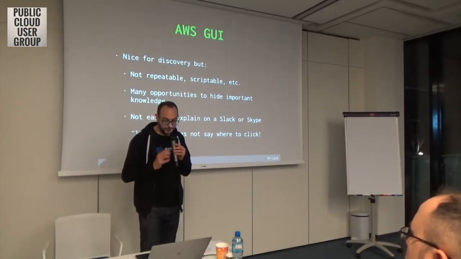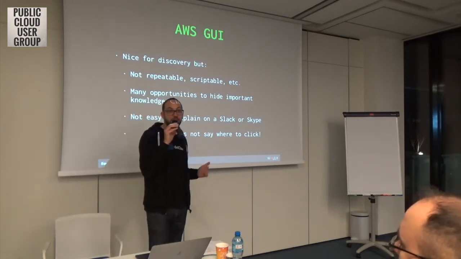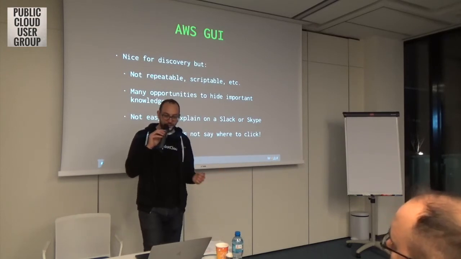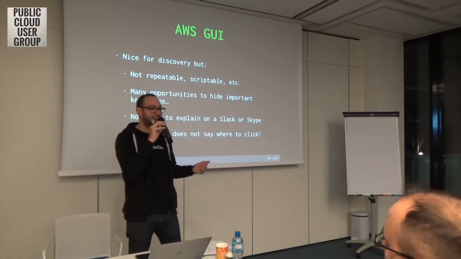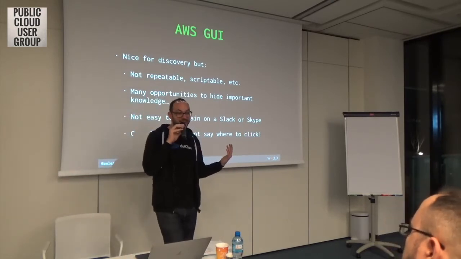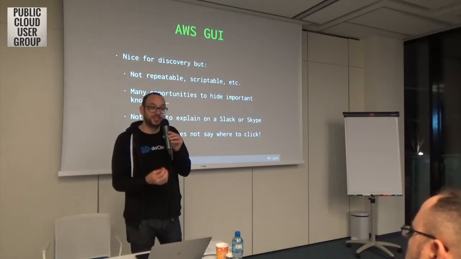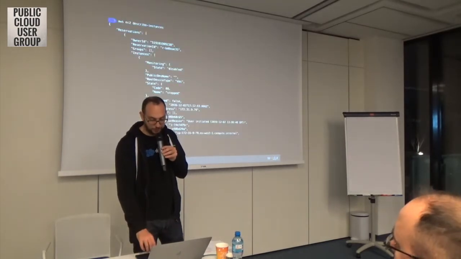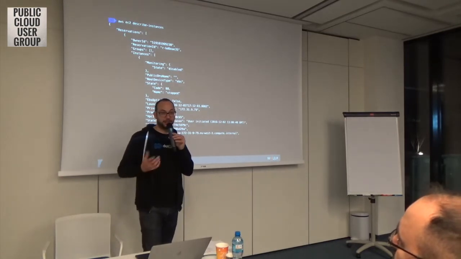Also, if you want to log everything you do, you can use a service called CloudTrail, which many of you, I guess, know of. But CloudTrail doesn't tell you where to click. It will list all the API calls, but if you only use the GUI, you have to find out where you clicked to make that API call. So it's not optimal. Instead, you have the AWS CLI.